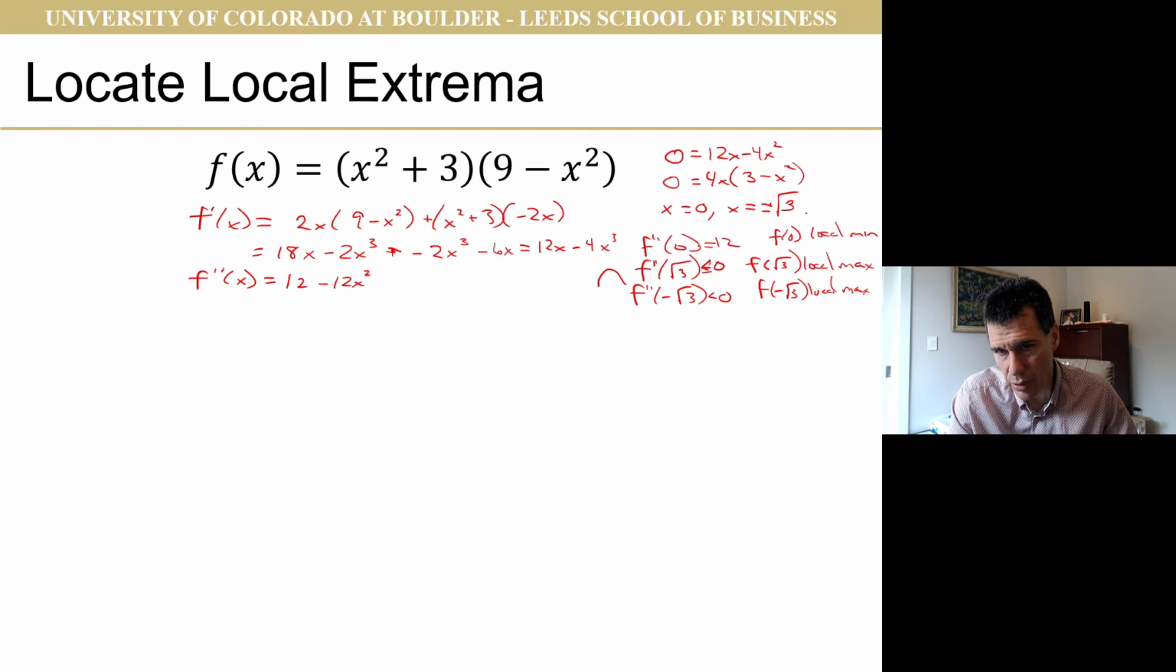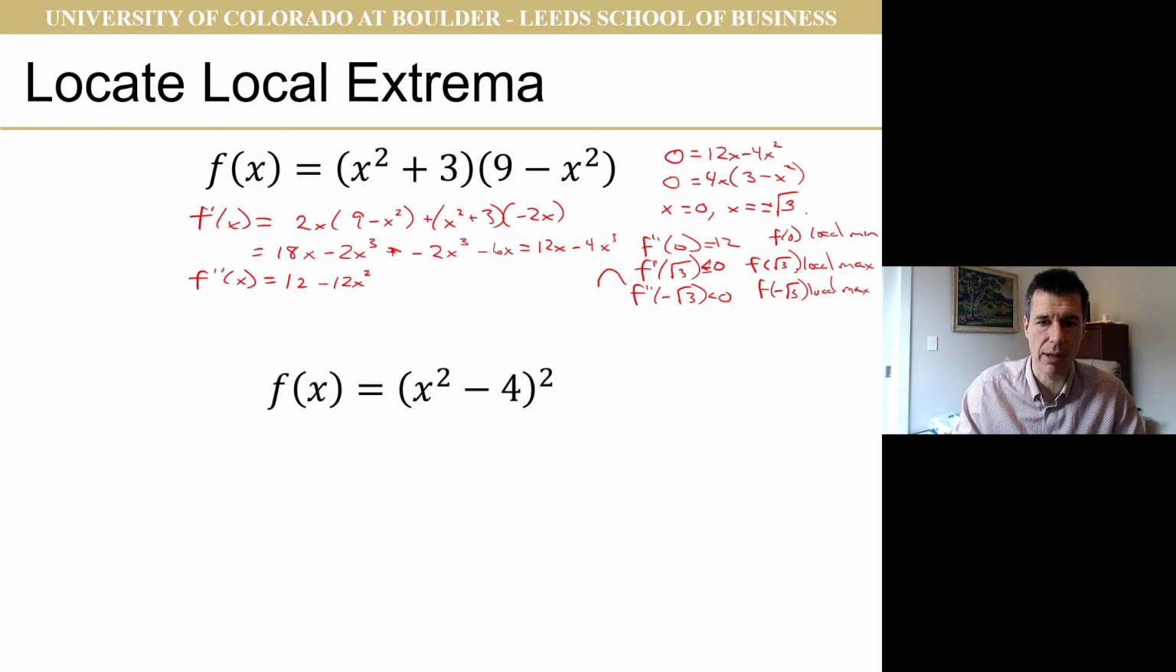So first one, f″(0) is 12, means the function opens upwards, it's a smile, which means we have a local min. f″(√3) and f″(−√3) are both less than 0, meaning we have local max. All right, one more problem.